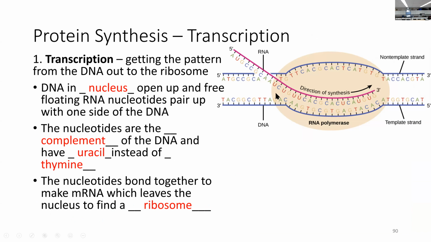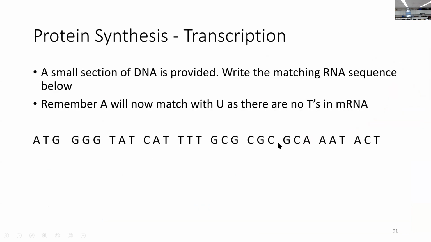Transcription, the DNA in the nucleus opens up, and then you get the RNA that matches. Okay, and that comes from the nucleolus. And to be careful, if this is my DNA, T is going to go with A, but A's are going to match with U's this time. So watch for that. And then once we get this piece of RNA made, that's messenger RNA, it goes off to find a ribosome.